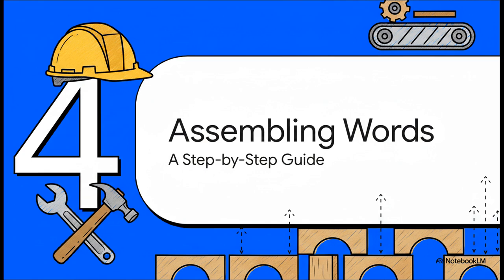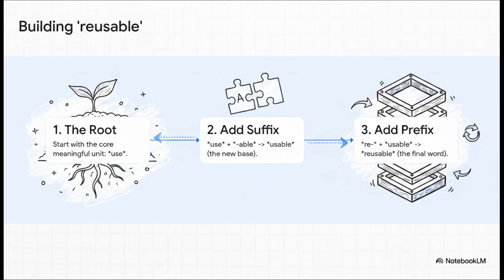Okay, now that we know the tools and what they do, let's put on our hard hats and do a little construction. We're going to build a word from scratch, step by step. Let's circle all the way back to our original puzzle, reusable. How's it built? Well, first, we lay the foundation with the root word use. Simple enough. Next, we bring in our derivational suffix, able. That changes the verb use into the adjective usable. Now we have a solid structure to work with. And finally, we add our prefix, re, to this brand new base to create our final word, reusable. See? It's just a layered, totally logical process.